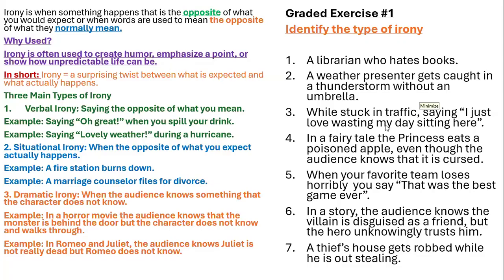Go ahead and read the first 4 questions for me. Identify the type of irony. 1. A librarian who hates books. 2. A weather presenter gets caught in a thunderstorm without an umbrella. 3. While stuck in traffic, saying, I just love wasting my days sitting here. 4. In a fairy tale, the princess eats a poisoned apple even though the audience knows that it is cursed. Thank you. Antoine, the last 3, 5, 6, and 7. 5. When your favorite team loses horribly, you say, that was the best game ever. 6. In a story, the audience knows the villain is disguised as a friend, but the hero unknowingly trusts him. 7. A thief's house gets robbed while he's out stealing.